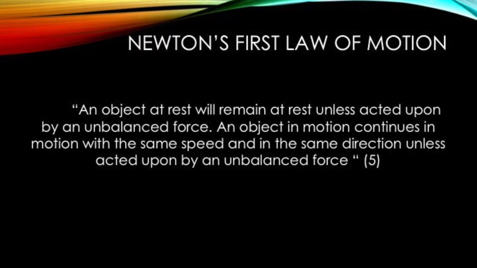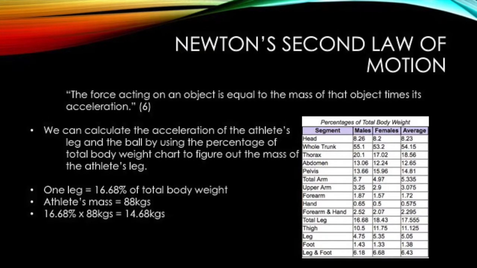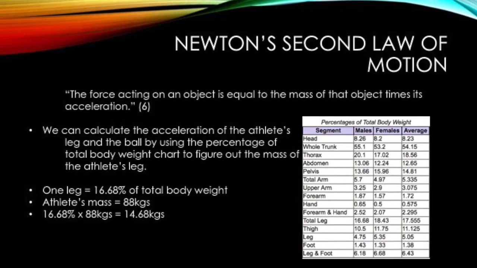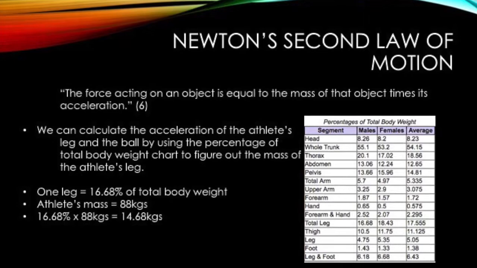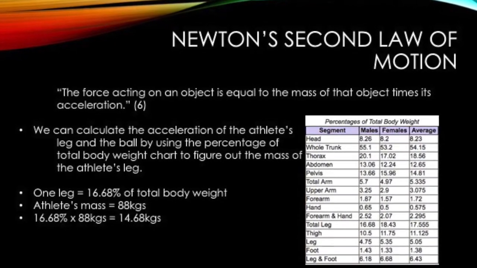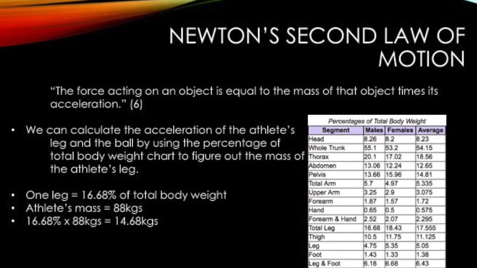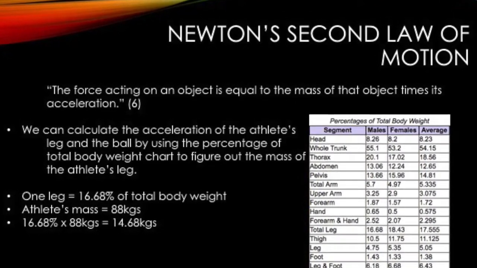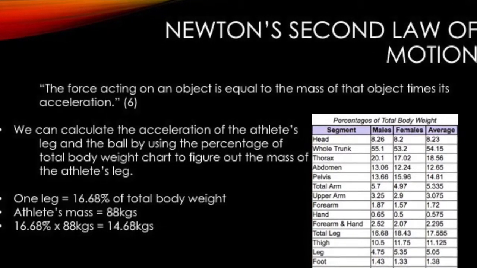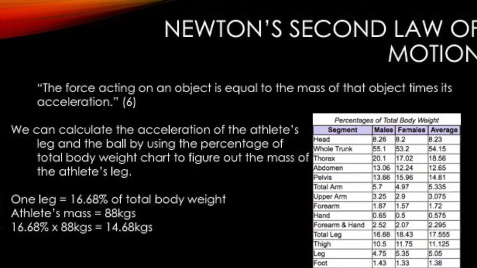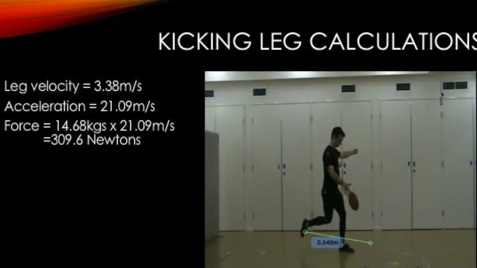The distance that the ball will travel is determined by the force inflicted upon it by the kicking foot. This is where Newton's second law of motion comes into play. Newton's second law states that the force acting on an object is equal to the mass of that object times its acceleration. We can calculate the force of the individual's kicking leg by using the athlete's total body mass and multiplying it by the average percentage of total body weight for a male leg. This gives us a leg mass of 14.68 kilograms.